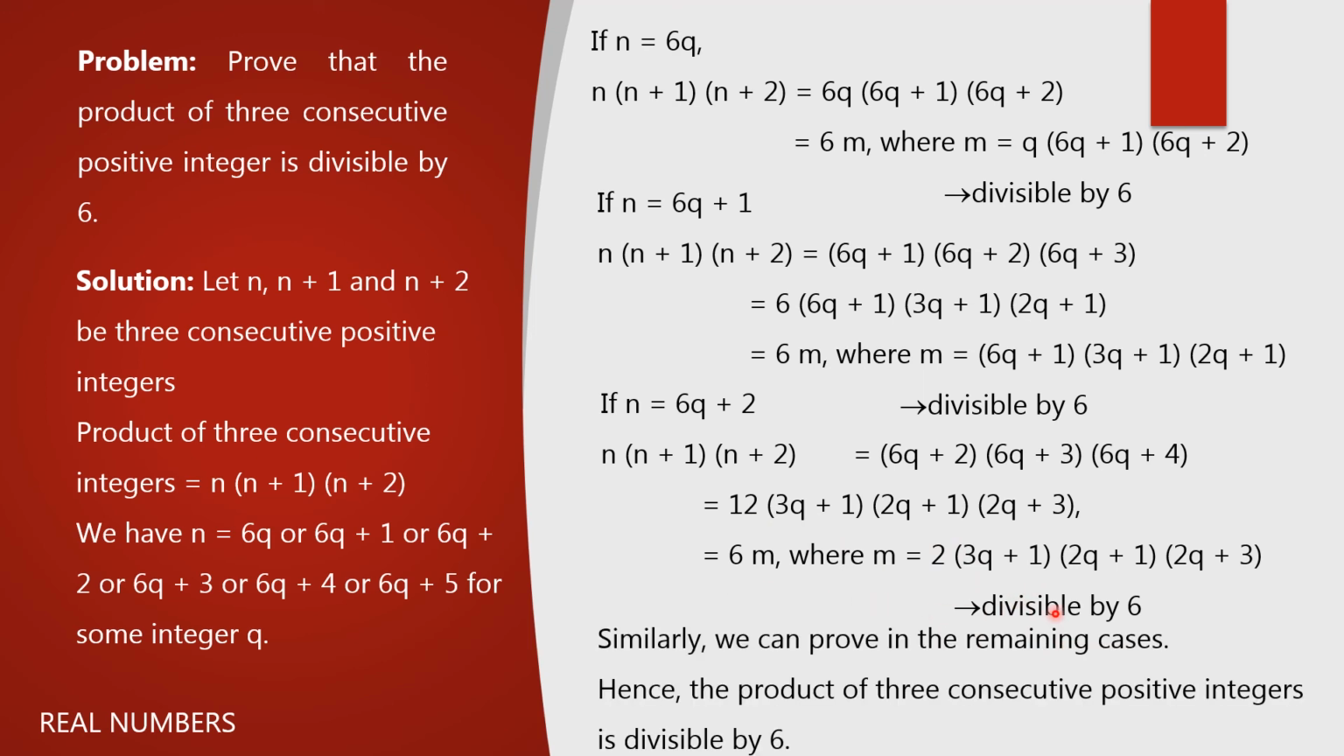Similarly we can prove the remaining cases. No need to verify them, it is not necessary. All are similar only. Hence the product of 3 consecutive positive integers is always divisible by 6. However, in this portion we applied Euclid's division lemma. You can write this statement directly also.